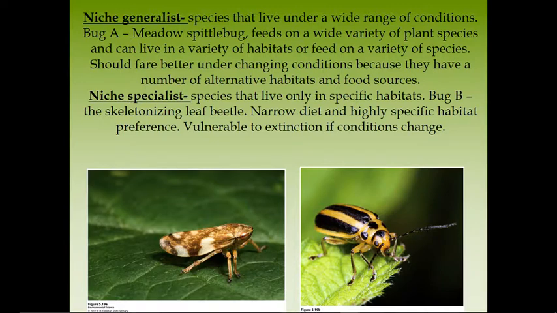A niche specialist is a species that only lives in specific habitats and really won't be able to handle many changing conditions. A good way to remember this, in my opinion, is someone who specializes in something is usually confined to one field of study, and a niche specialist is confined to certain areas.